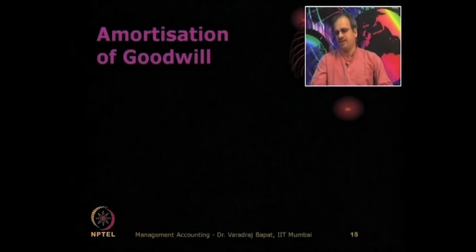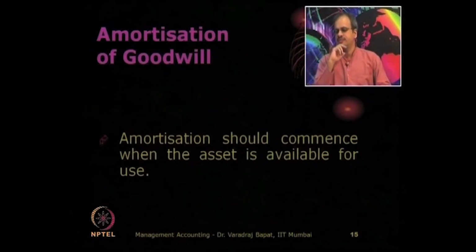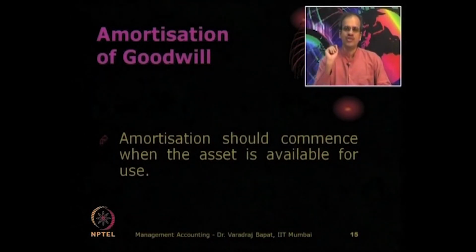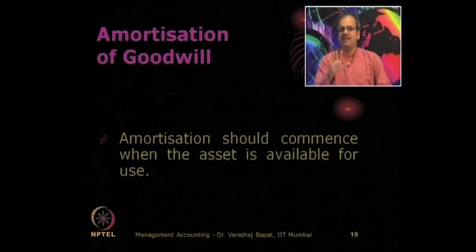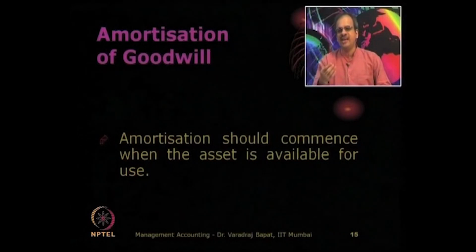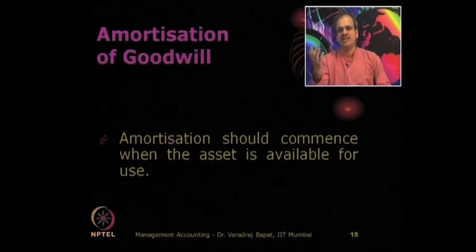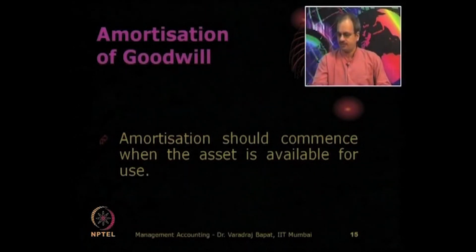Now, how to calculate? It should commence when the asset is available for use. So, as soon as the business of B is taken over by A, it has started using B's reputation. So, immediately the goodwill should also be amortized.